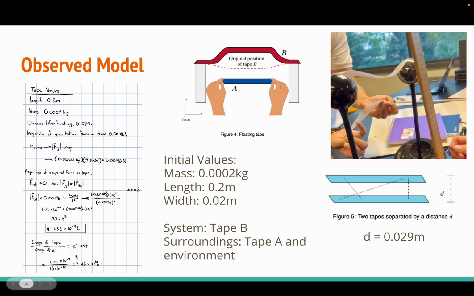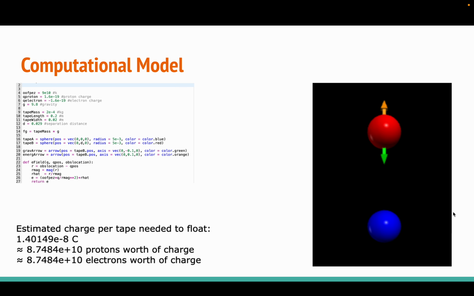And then to see how many electrons we lost, we just simply divided the charge of the tape by the charge of e, and that equals the electrons lost. And from that, we got 8.46 times 10 to the negative 6 electrons lost in the process.